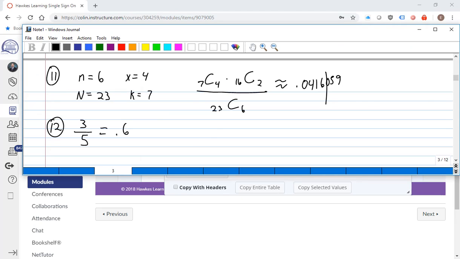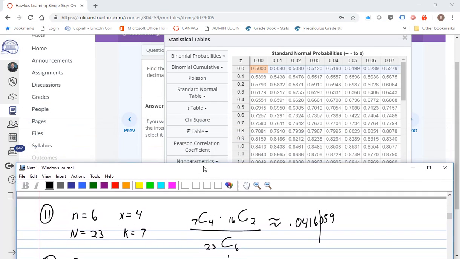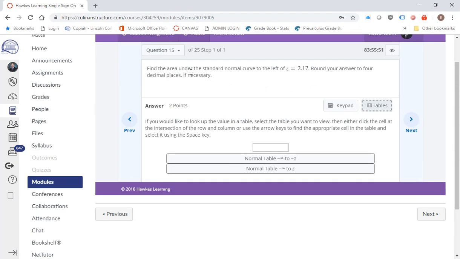So if we had our bell-shaped curve like this, well, it's not very symmetric, but you get the idea. Right here in the middle, that's where the mean of the set of data is. That's also where z equals 0, right in the middle. That entire area under the curve adds up to be one unit. Okay, and what this is asking us is find the area under the standard normal curve to the left of z equals 2.17.